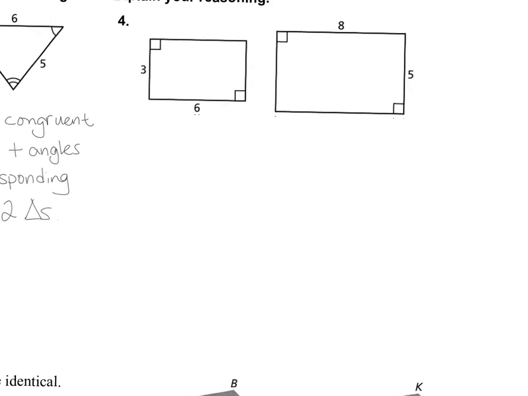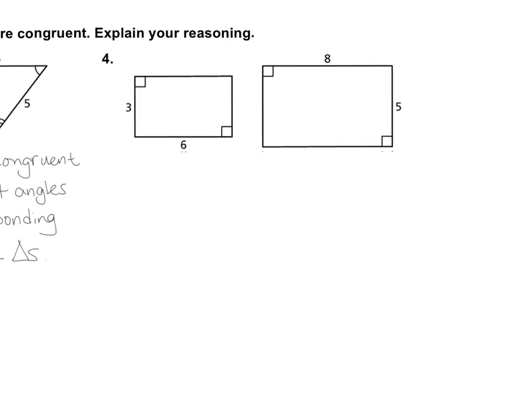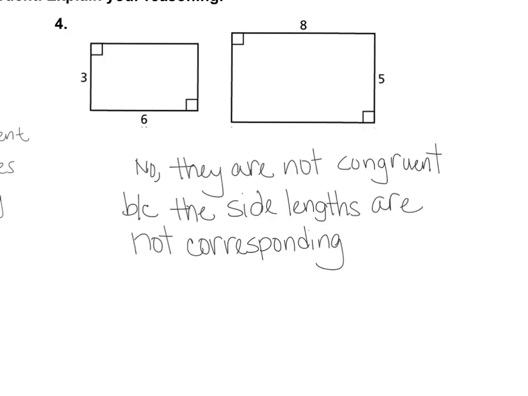Now if we look at the two rectangles here, we need to decide if they are congruent. All of the angles that they show are 90 degrees. However, if you look at the sides, this side is 6 and 3. This rectangle has sides of 8 and 5. 6 is not corresponding to 8. 3 is not corresponding to 5. Therefore, we can conclude that no, they are not congruent because the side lengths are not corresponding.